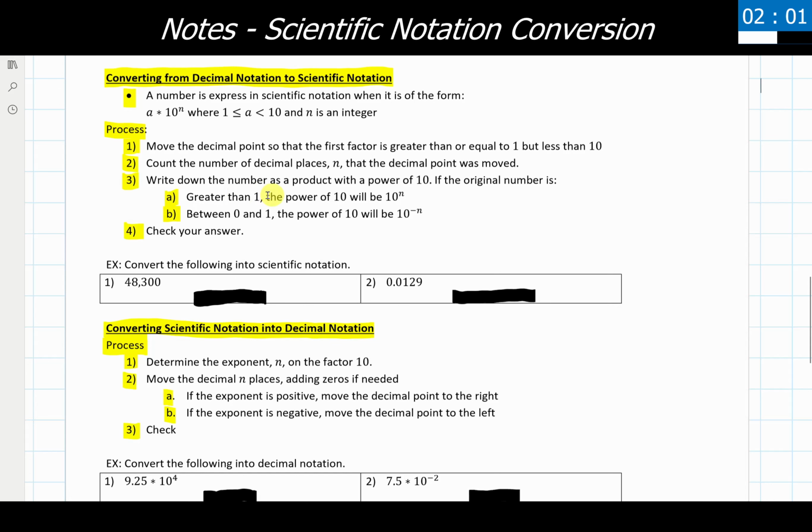We then write down this overall number as a product of whatever we converted this thing into times 10 to a power. Now what that power is depends on one of two things. If the original number was greater than 1, then that n that we counted earlier is going to be a positive n for 10 to the power. If the original number was between 0 and 1, meaning it's a really, really small decimal, then the power is going to be 10 to the negative n power that we counted out. So we'll see two examples of how we go through that for decimal and scientific notation.